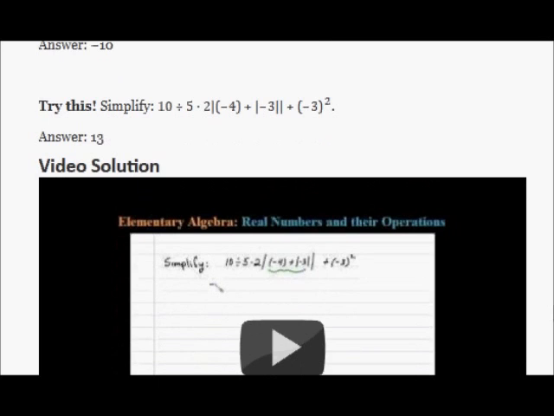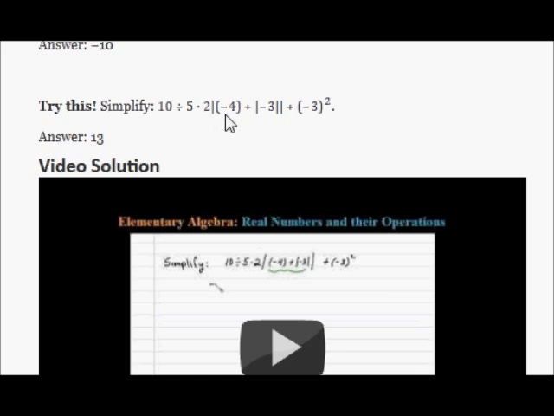Okay, let's try one more example. Here we've got division, multiplication, absolute value sign with addition inside it, and another absolute value sign inside it, and then on the outside of it addition with the parentheses and an exponent. Okay, so we're going to treat these absolute value signs the same way we would treat parentheses. We're going to start inside out.